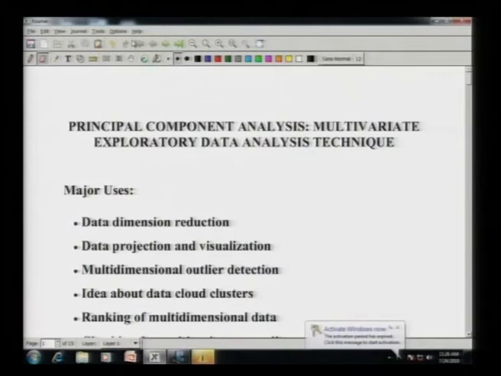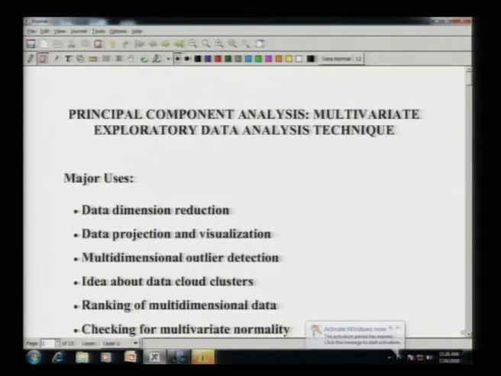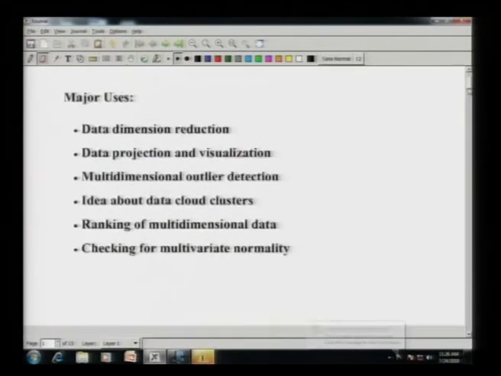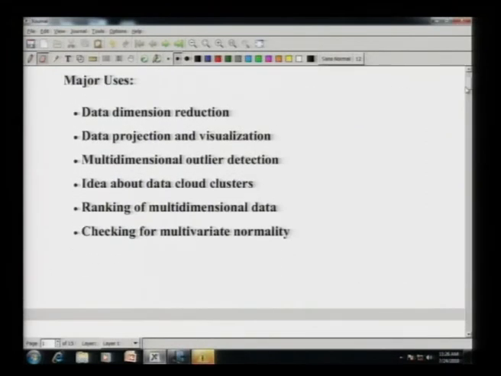If you recall, we had told initially that the major uses of principal component analysis are data dimension reduction. We start with a p-dimensional random vector, but ultimately we come to k-dimensional principal components, k ideally 2 or at the most 3. And what does this reduction in data dimension do? Well, it helps us to project the multivariate data and visualize the various characteristics of the data.